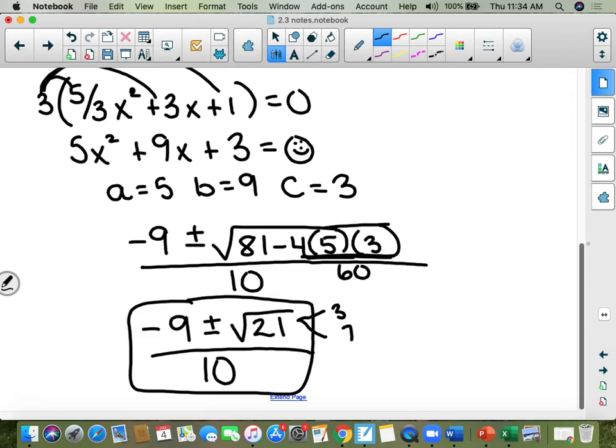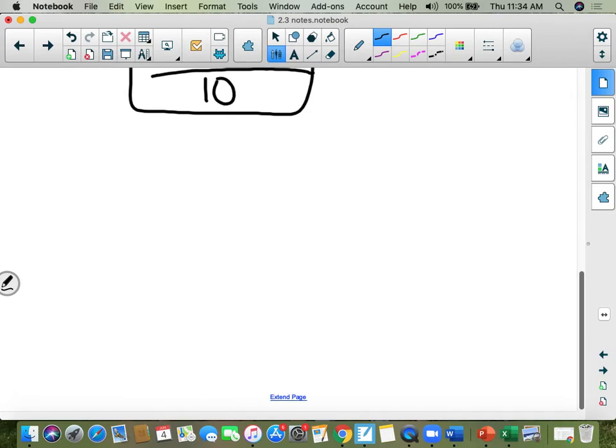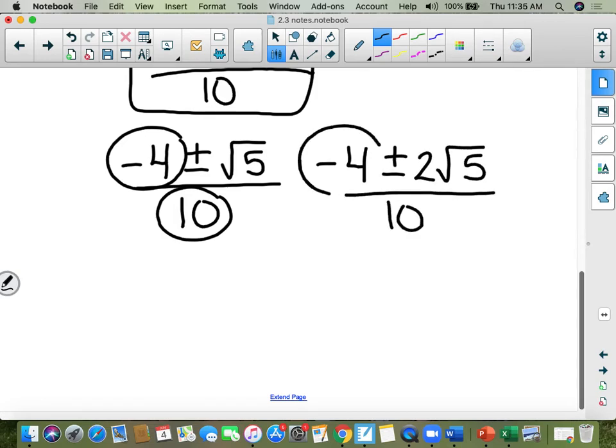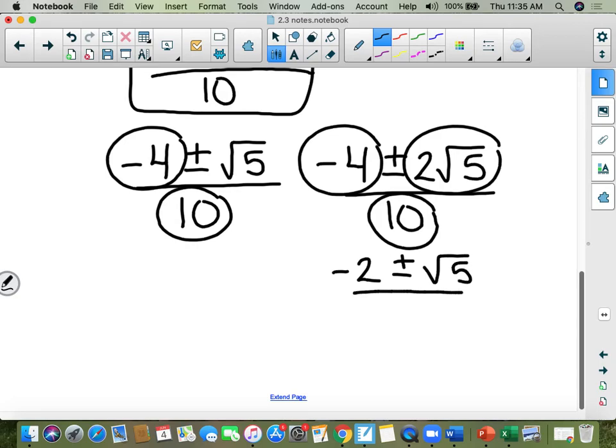One more thing to talk about. I want to talk about simplifying the quadratic formula. You cannot simplify these two. That is the answer to the problem. If it were to look like this, notice this one has a 2, this one has a 2, and this one has a 2. Then you can simplify it, and you would simplify it down to negative 2 plus or minus root 5 over 5. You can only simplify if all three of them have something in common with each other.